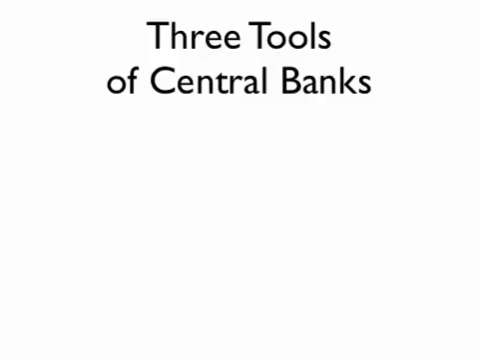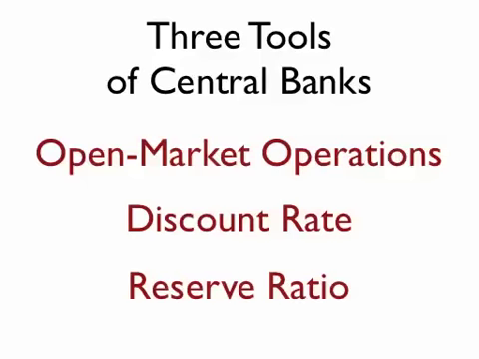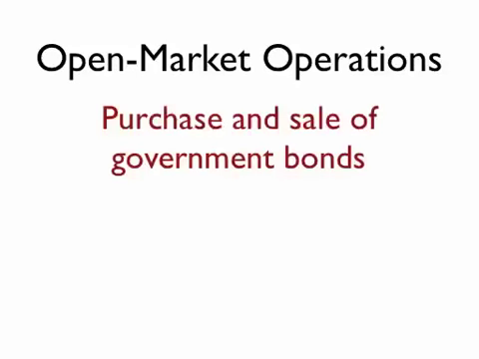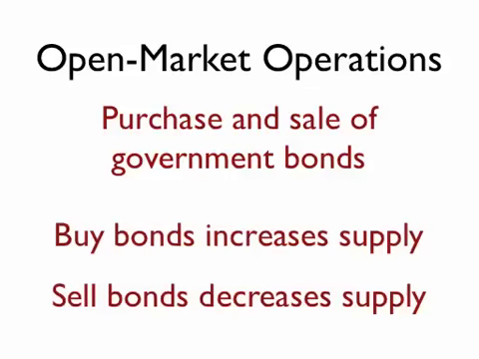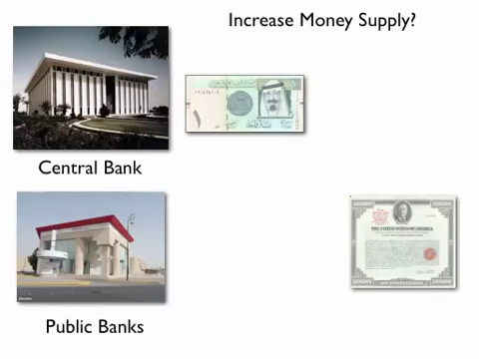Okay, there are 3 tools that a central bank can use to manage the money supply. They use open market operations, the discount rate, and the reserve ratio. The open market operations occur when a bank buys and sells government bonds. And when the central bank buys bonds, they increase the money supply, and when they sell bonds, they decrease the supply. Let's see how this works.